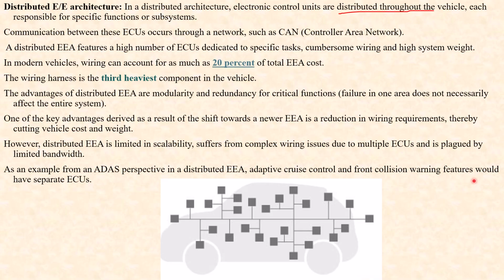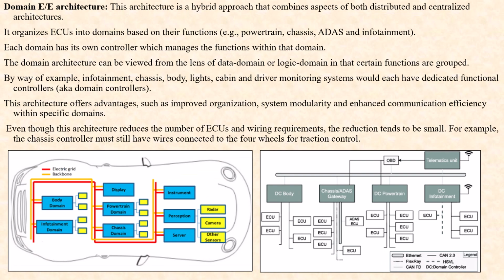All right. So let's see the next type of architecture. So next, from distributed, the next step or the next positive growth happened in the form of domain EE architecture. Now this architecture is a hybrid approach that combines aspects of both distributed and centralized architectures. Now it organizes ECUs into domains based on their functions. For example, powertrain, chassis, ADAS, infotainment. Now each domain has its own controller which manages the functions within that domain.